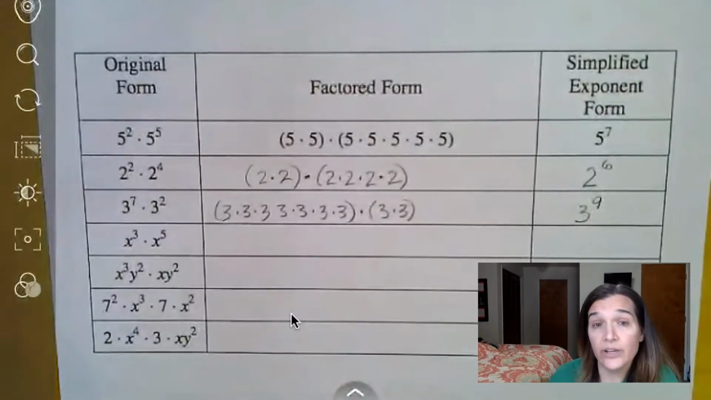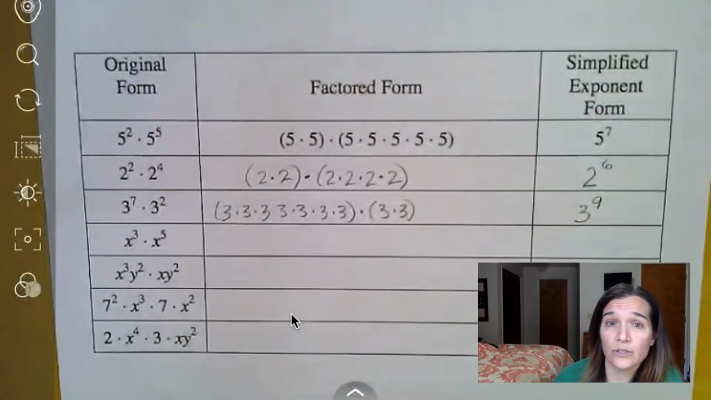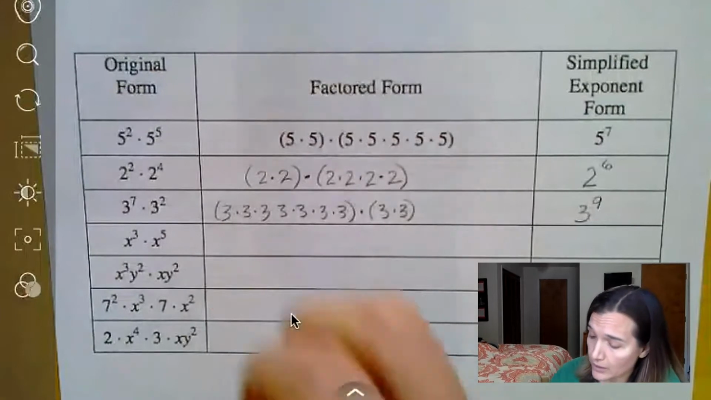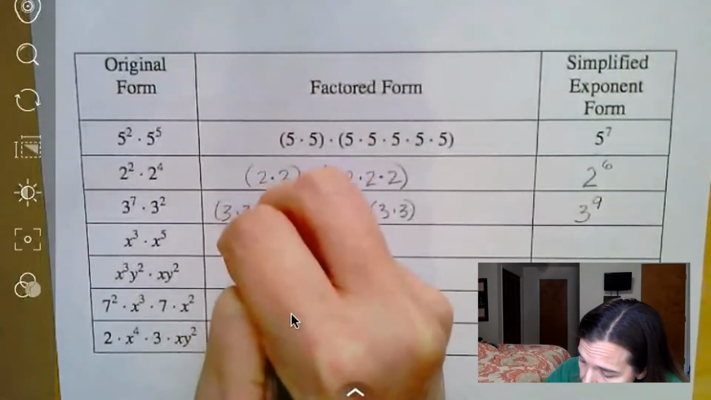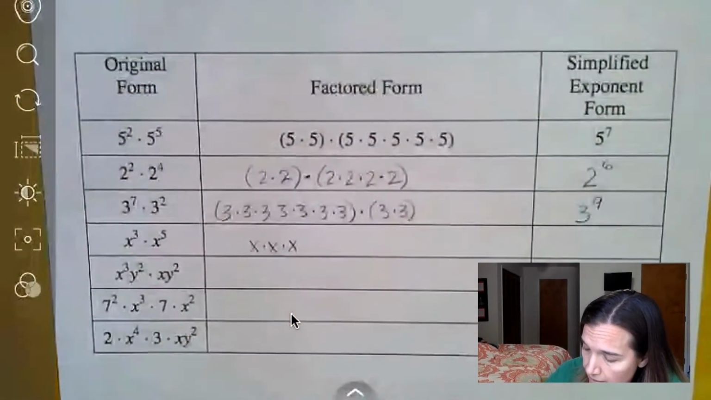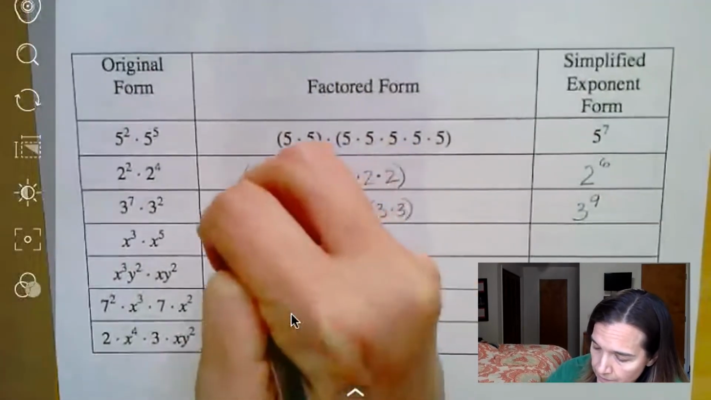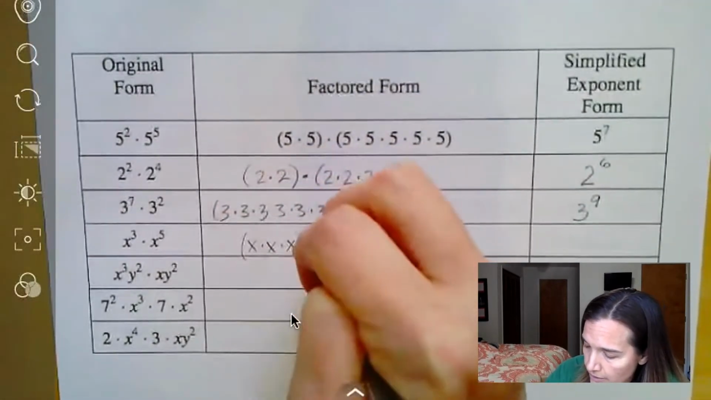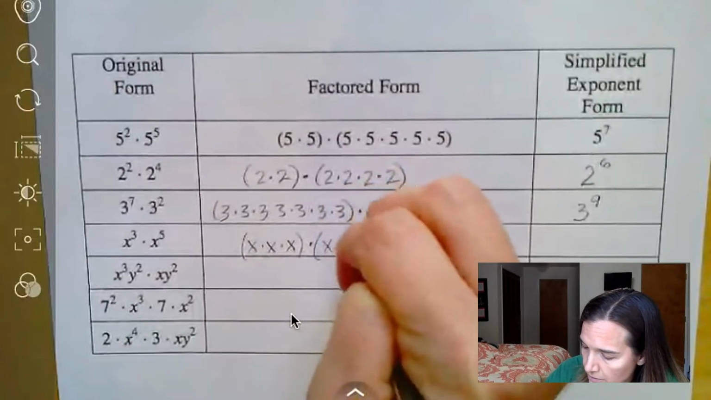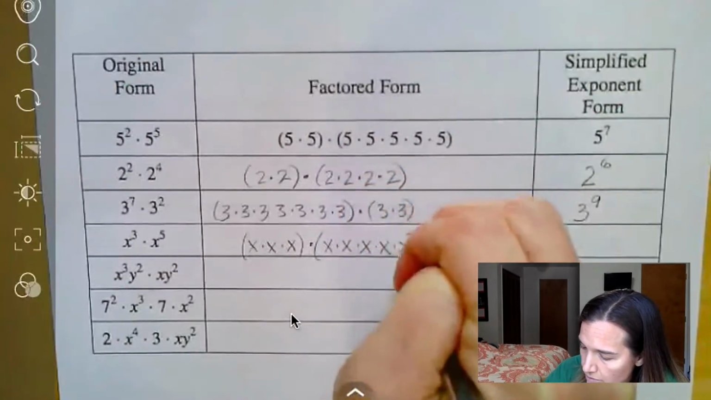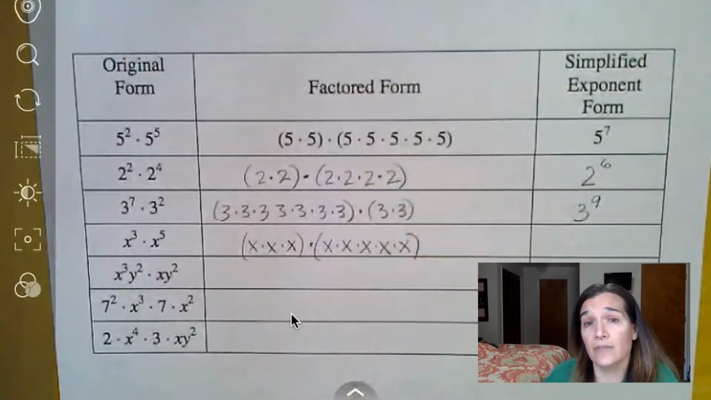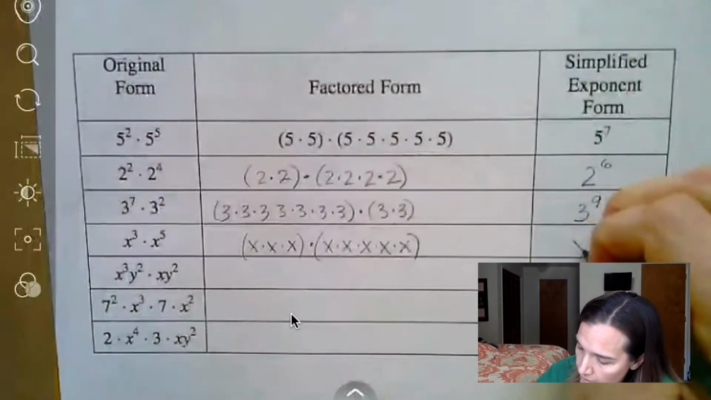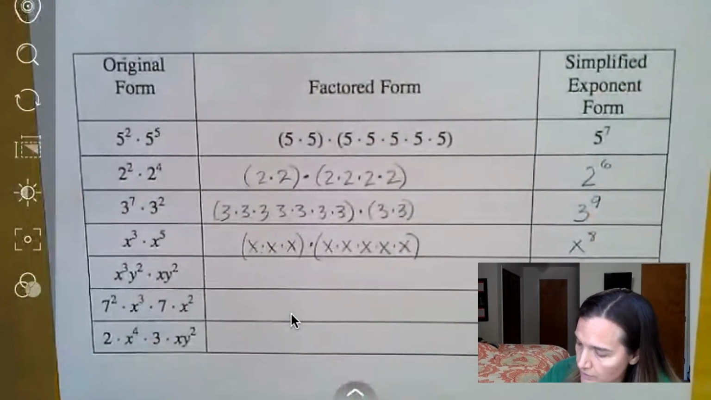Same thing works now when you have variables. So these are x cubed times x to the 5th power. X cubed is the same thing as x times x times x. And x to the 5th power is x times x, 5 of those. And then if you put them back together, this is really x to the 8th power.